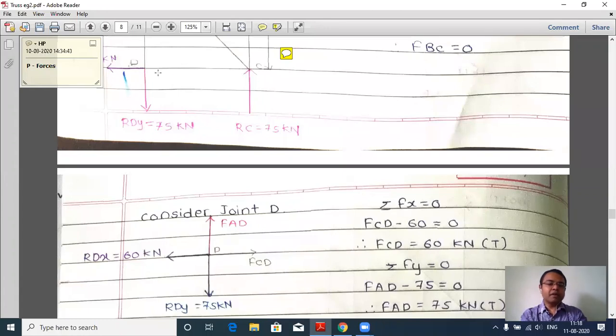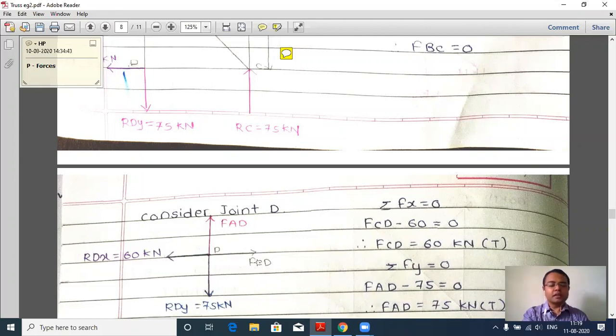Whatever members or forces are coming to joint D, represent them. That means we are drawing the free body diagram for joint D. At joint D, two forces are acting: a vertical downward force, which is the actual direction, 75, and a horizontal reactive force of 60 Newton. And only two members are acting.